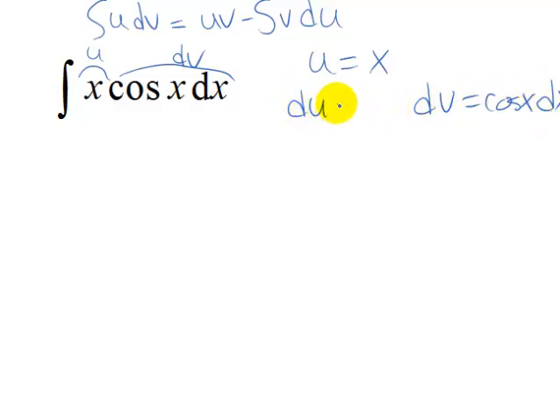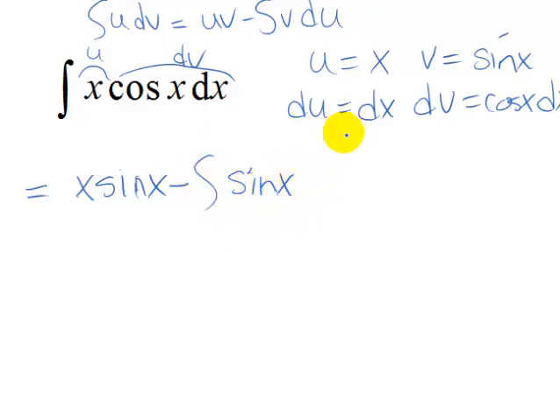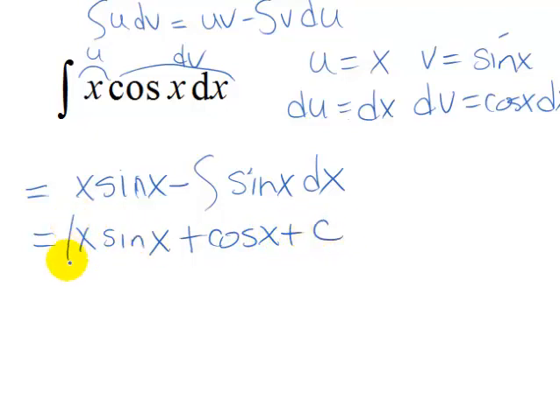That means du is going to be dx and v must have been sine x. I can go ahead and apply the integration by parts formula then, and this will equal uv, so that's going to be x sine x minus the integral of v, that's sine x, du, that's dx. So that's going to be x sine x, and here we have negative sine x, so that's just going to be plus cosine x and then plus our constant of integration.